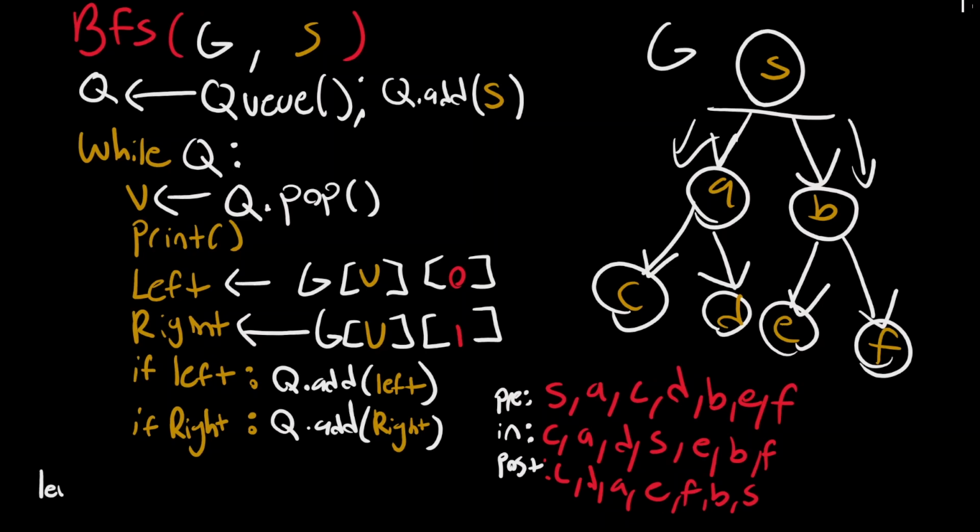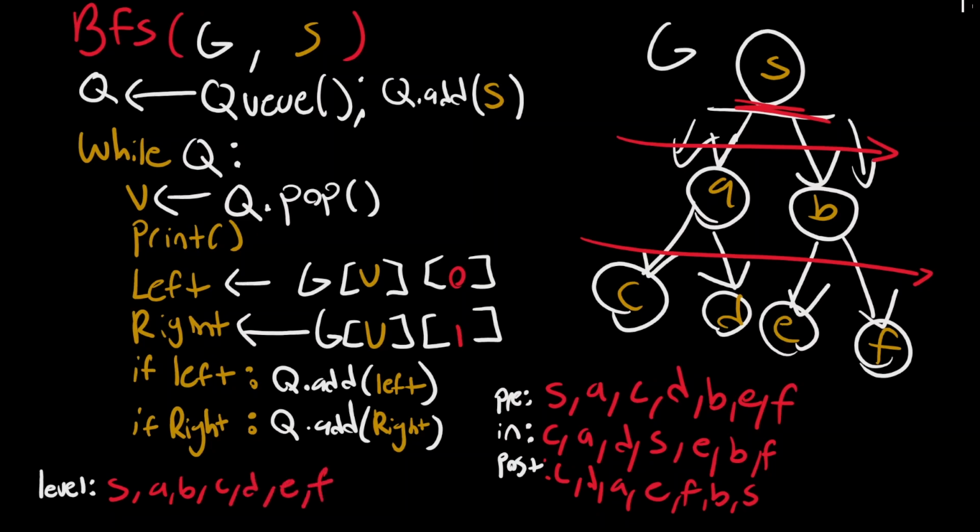So if we were to trace this, we would put in S, we'd start with S here, and then we'd go level by level from left to right. So we go S in our Q, then A, then B, then C, then D, then E, then F. So these are our level order traversals. These are the types of traversals you can get in a binary tree.